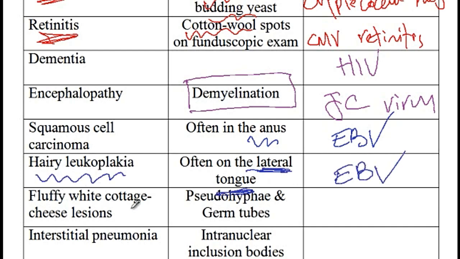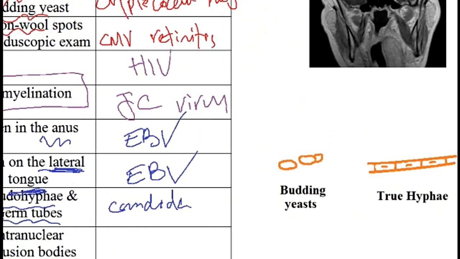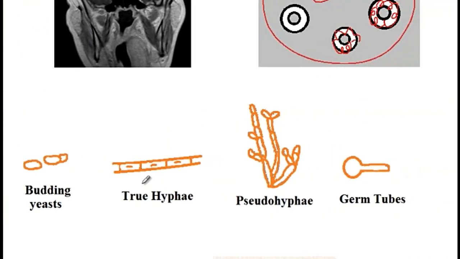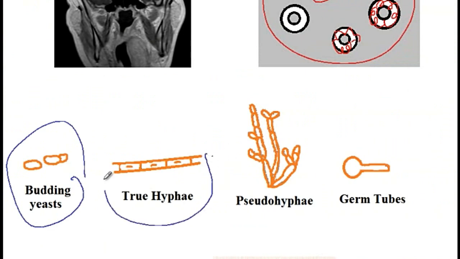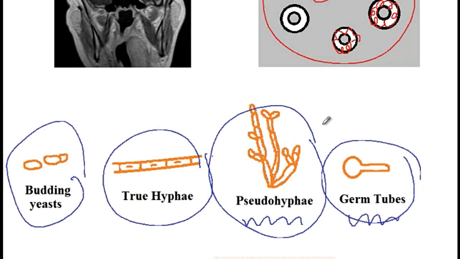Now, if you have fluffy white cottage cheese lesions, then that's an example of infection with Candida. And Candida can present in multiple different forms, which include the pseudohyphae and germ tubes. So here are different forms of yeast that can be shown. It can present as a budding yeast, as true hyphae, pseudohyphae, or germ tube. So if you see either the pseudohyphae or germ tube on exams, you should right away think of Candida albicans infection.